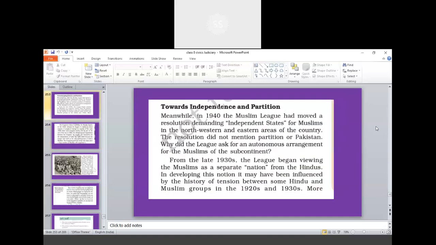Who was majorly responsible for the partition of the country? Lord Curzon? No. Mountbatten? No. Muhammad Ali Jinnah was responsible. Muhammad Ali Jinnah was the leader of the Muslim League. Very good. He was majorly responsible because it was his demand to create a separate Muslim country for the Muslims. So the country was divided into East Pakistan and West Pakistan.